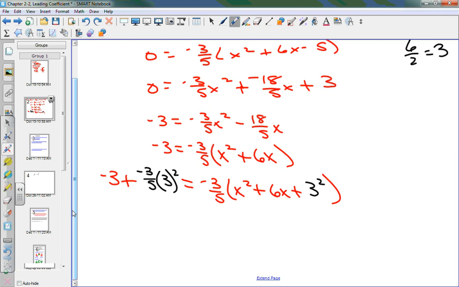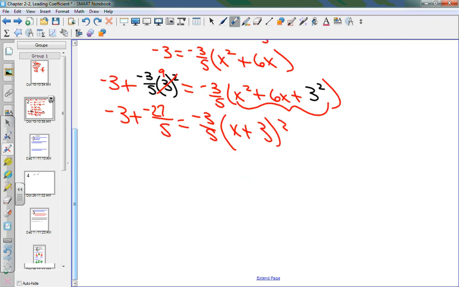Okay, now with that said, I need to go ahead and calculate this. So this gives me negative 3 plus, this gives me a 9. 9 times 3 gives me negative 27/5. Negative 3/5 here, times, what do these three terms turn into? X plus 3 squared. Okay, now, this negative 3 turns into what? Number 1, so that's going to be negative 15 over 5, correct?